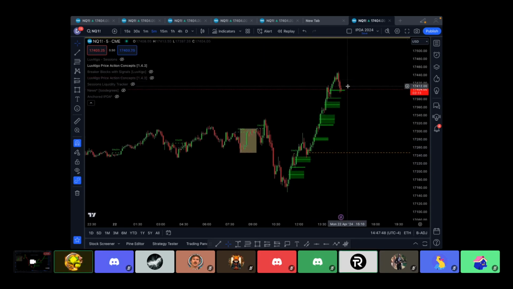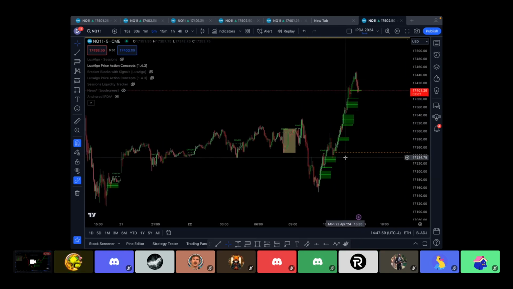What about this? Is this one? No. Because this low and this high, we took out this high, but we didn't take out this low. Right? There's no other swings. So this is not a dealing range. You cannot look at it as a dealing range. Anyway, guys.